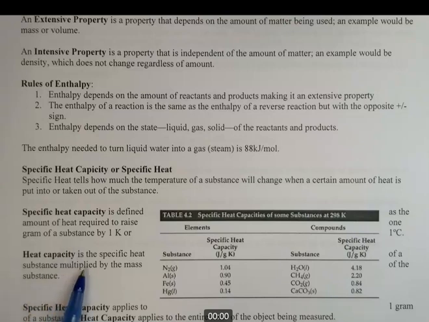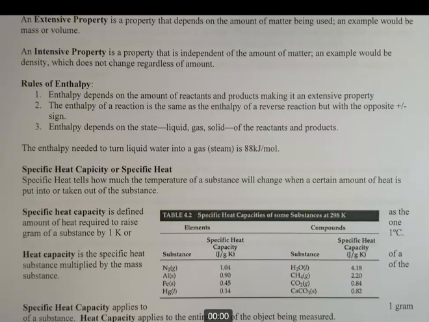Or another way to state it is this, that it is the specific heat of the substance multiplied by the mass of the substance. So getting back to our terms extensive and intensive property, heat capacity is extensive because it matters how much of the substance that you have. Specific heat capacity is intensive because it's defined as the amount of heat per gram. So that's never going to change for a specific substance such as iron or such as water.